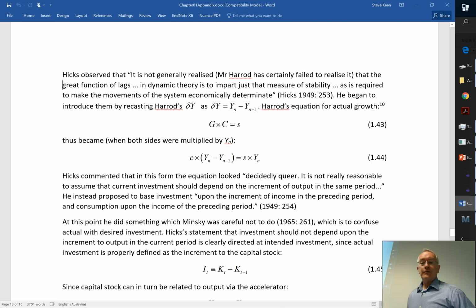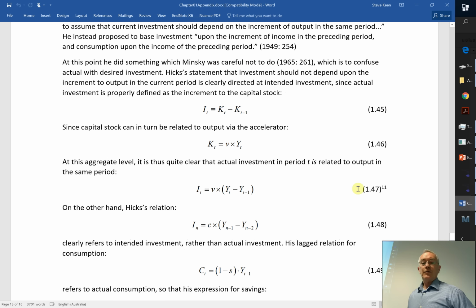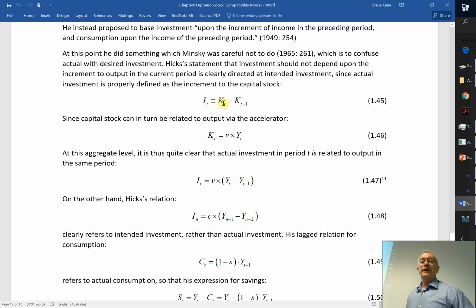So the way to fix up Hicks's model is to say, well, actual investment is defined as the change in capital. And if you then say that there's a relation between capital and output, then I can feed that definition into the definition for investment, and I get investment at time t is going to be the accelerator times the change in output from time t minus 1 to time t. Not this relationship at all. So that was the way that I could identify what the logical flaw in Hicks was.